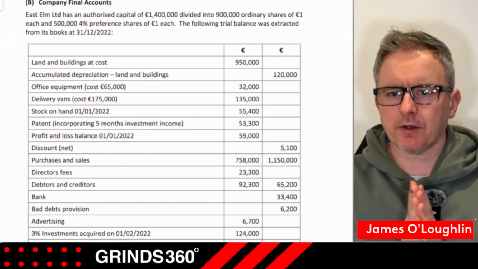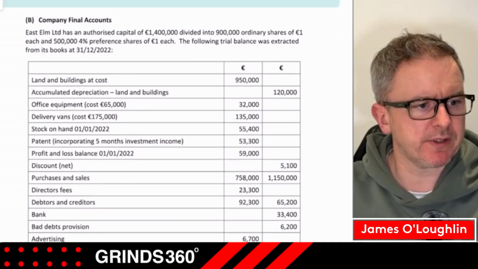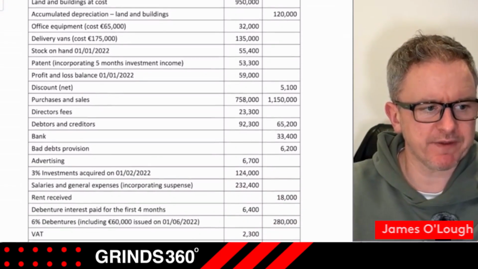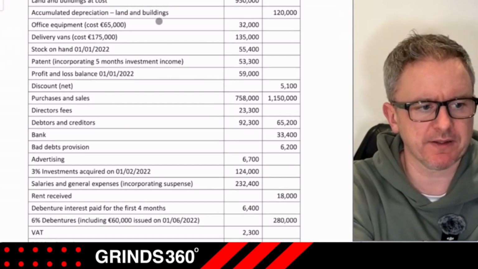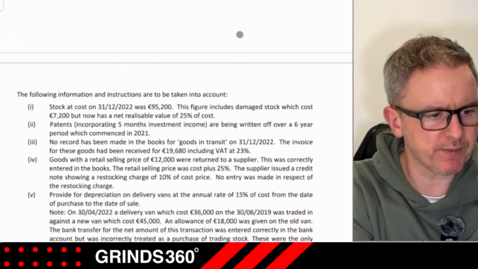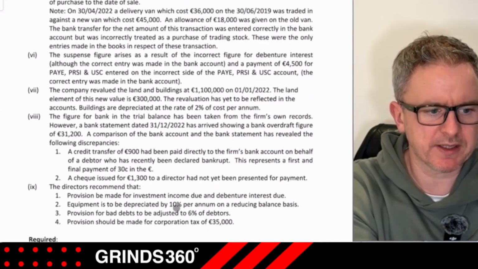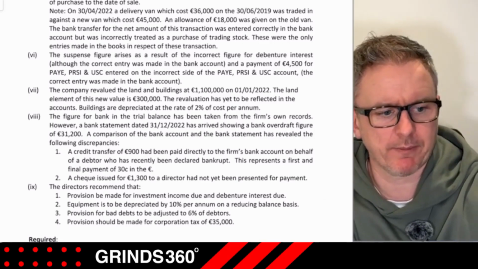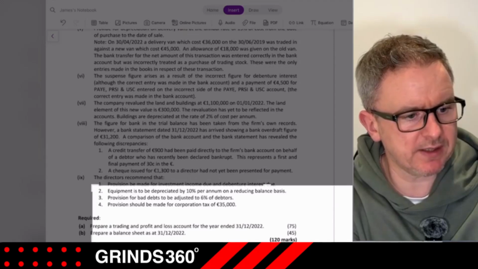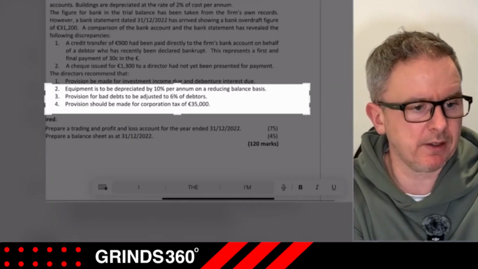Okay, so the next thing that I'm going to take a look at is depreciation with a reducing balance, all right? So if we look at a 2023 paper and it was question 1B, you can see here that our office equipment is given and it has a cost of 65,000 and then we have a net book value of 32. No other adjustment to your equipment as you go through it, but your depreciation here, it's to be depreciated by 10% per annum on a reducing balance basis. Okay, now that could have said equipment is to be depreciated 10% of net book value, same thing, all right?